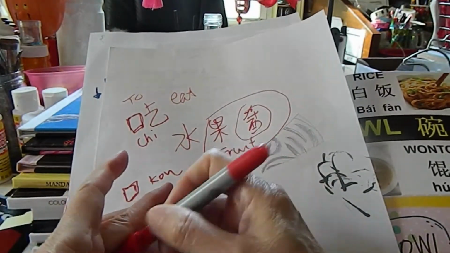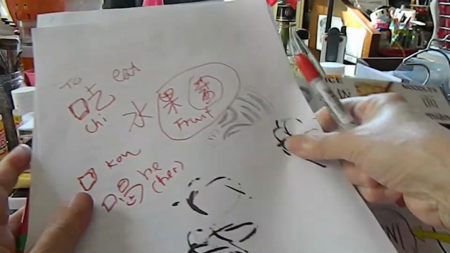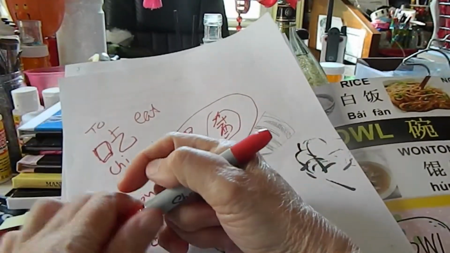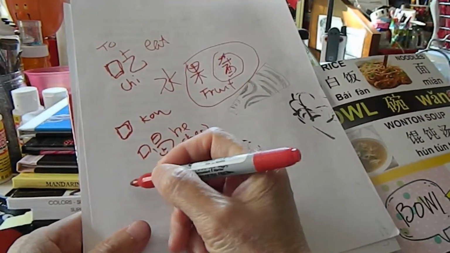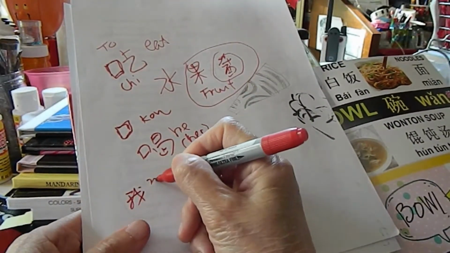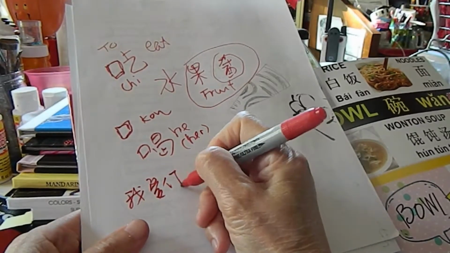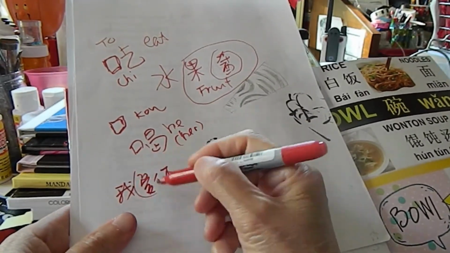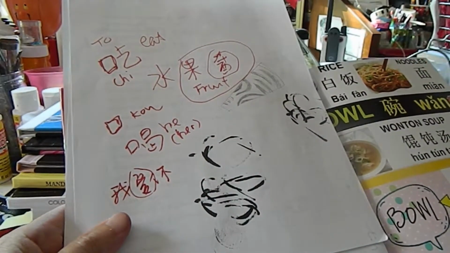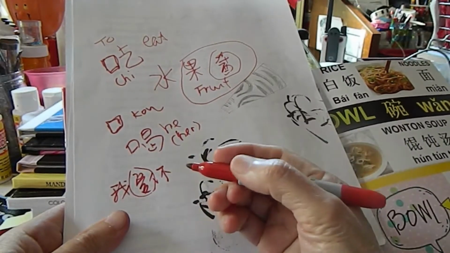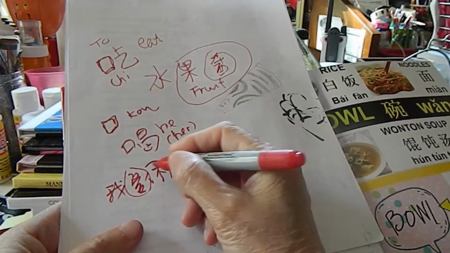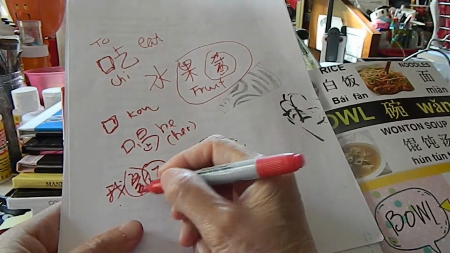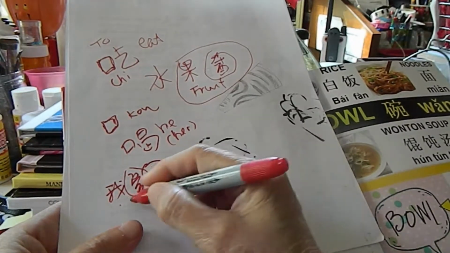To eat we call 吃, to drink we call 喝. Usually I have a board to teach. Here, I don't have a board, so I have to use this paper. For example, you say 我爱你, okay? This is the verb, I love. So you're gonna change the last one. You replace that: 我爱狗, that means I love dog.